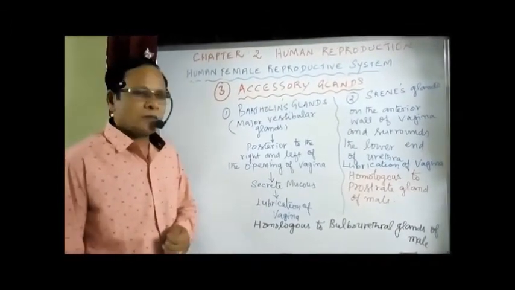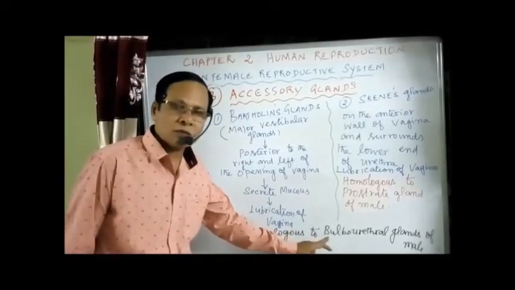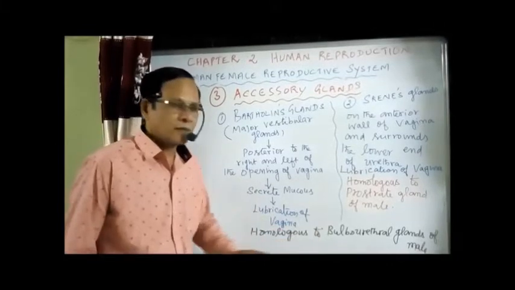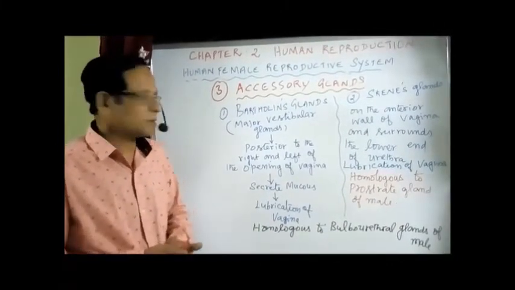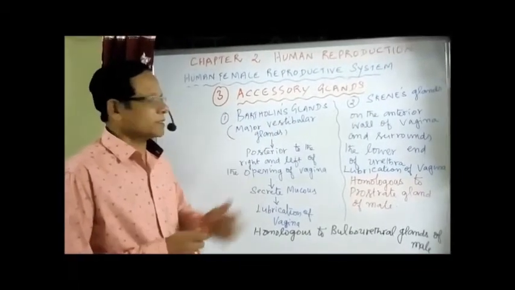That is one. Now this gland is homologous to the bulbourethral glands of the male. In male it is called bulbourethral glands. In female it is called Bartholin's glands or major vestibular glands.